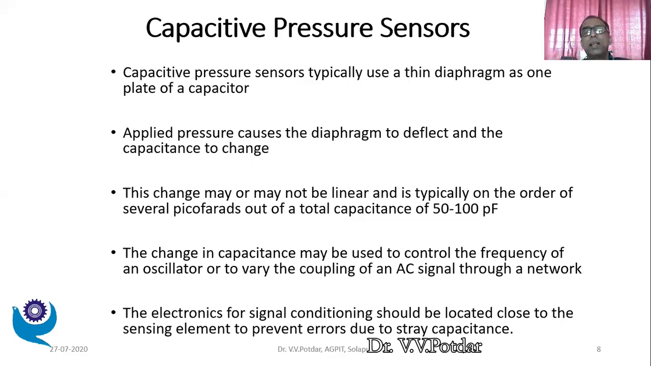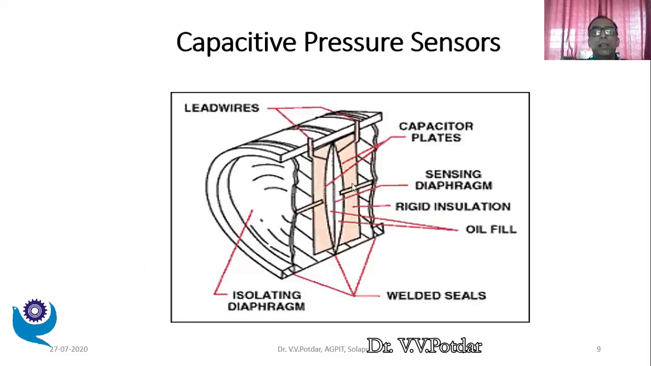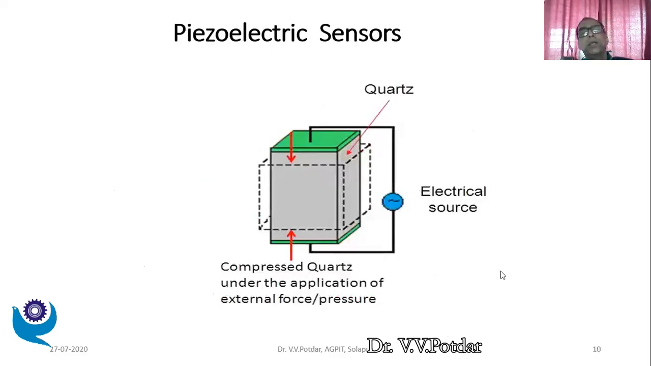So these transducers are sensing pressure and converting it into an appropriate voltage signal, either by using the variable resistance principle, or the variable inductance principle, or the variable capacitance principle. The electronics for signal conditioning should be located close to the sensing node to prevent errors due to stray capacitance. These two points we can discuss during the second unit, that is signal conditioning. The construction we have already seen. Let us go to the next sensor.